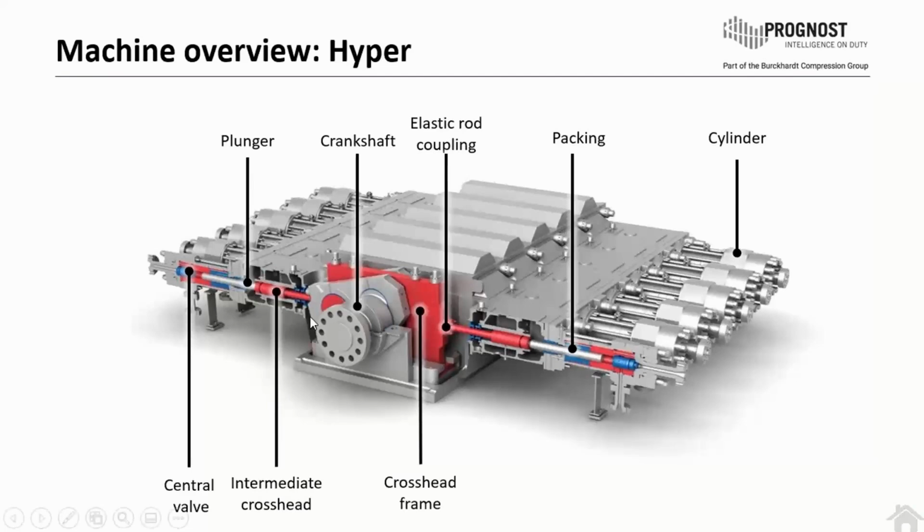Here we see the complete Hyper machine, in this case with 12 cylinders. We have different parts like the central valve, the plunger itself, the intermediate crosshead, the crankshaft, the crosshead frame, the elastic rod coupling, and the packing and the cylinder itself.